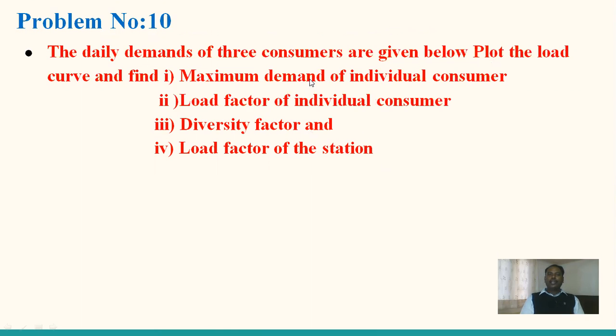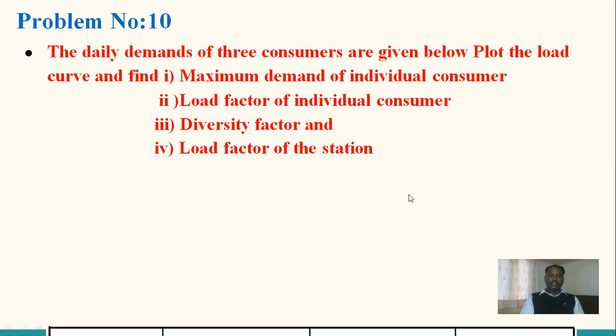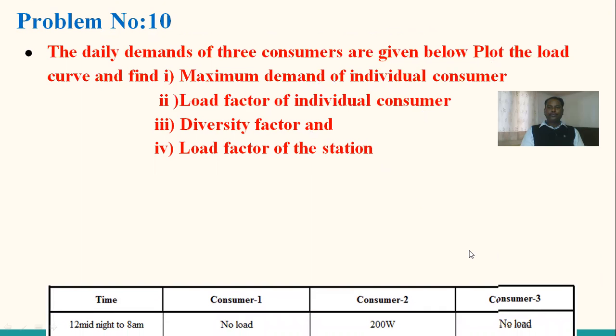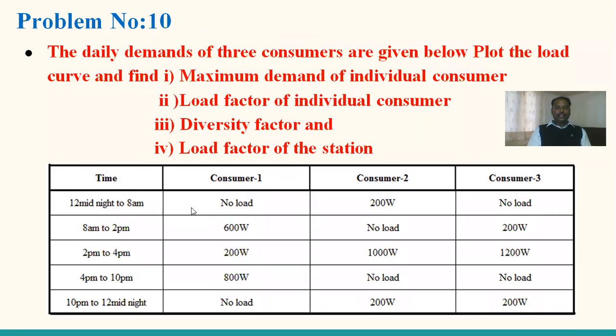And the daily demands of 3 consumers are given below. See the table. So there are 3 consumers: consumer 1, consumer 2, consumer 3. And their daily demands, daily in the sense day wise, 24 hours a day. From 12 a.m. midnight to 8 a.m. morning, consumer 1 utilizes no load, consumer 2 200 watts, consumer 3 no load. Similarly, morning 8 a.m. to 2 p.m., around 6 hours, consumer 1 utilizes 600 watts, consumer 2 no load, consumer 3 200 watts.